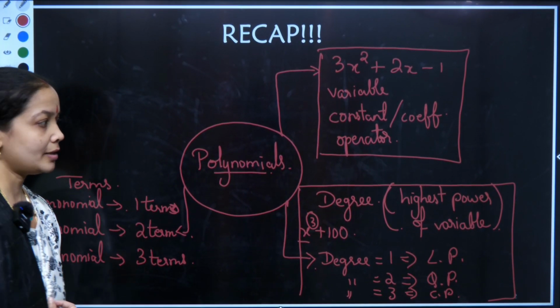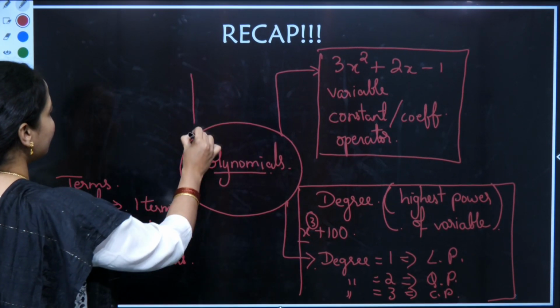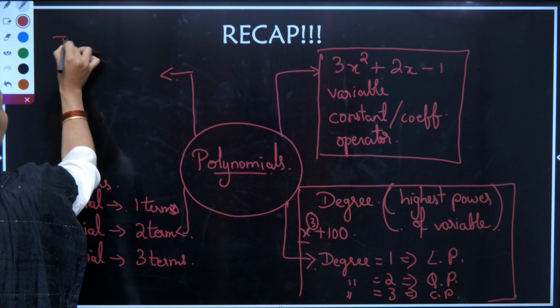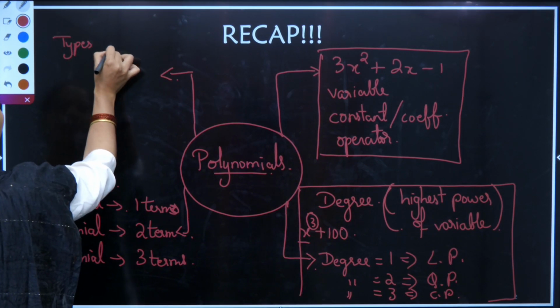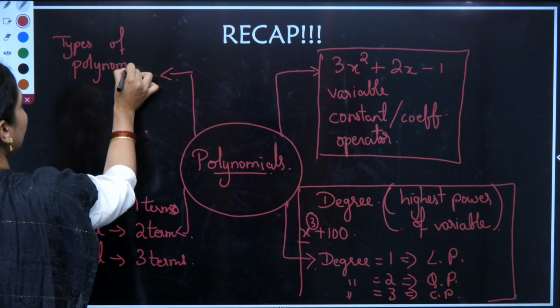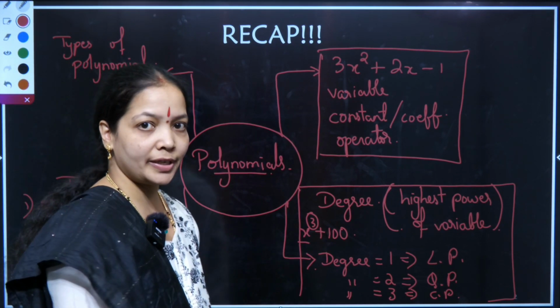So for the recap, these were the three important things that we learned, and we also categorized the major thing called types of polynomials based on degree and terms, which we learnt in the previous video.